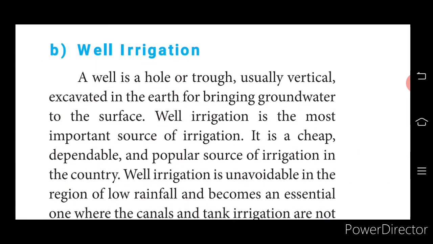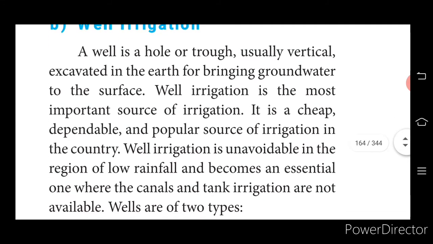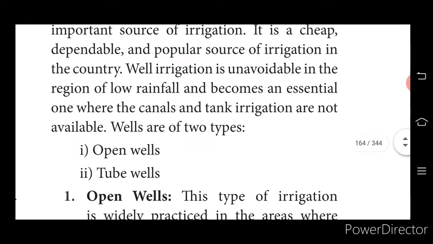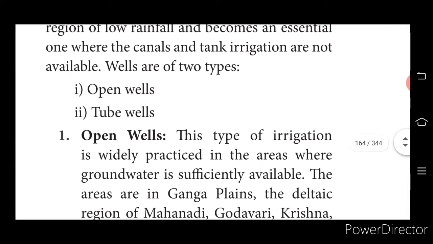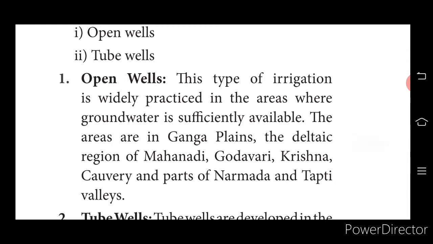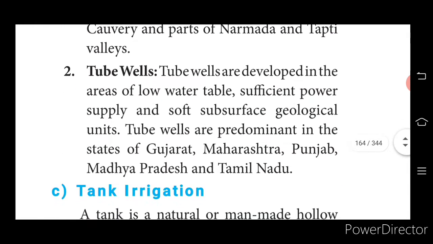It is a hole or trough, usually vertical, excavated in the earth for bringing groundwater to the surface. Well irrigation is the most important source of irrigation. It is a cheap, dependable source of irrigation. Now under this there are two types, that is open wells and tube wells. Open wells type of irrigation is widely practiced in the areas where groundwater is sufficiently available. The areas are in Ganga plains, the deltaic region of Mahanadi, the Godavari, Krishna, Kaveri and parts of Narmada and Tapti valleys. Now tube wells.